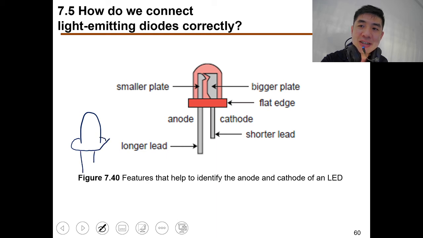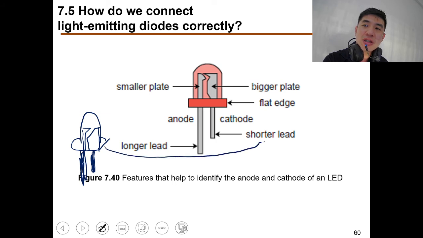Okay, then the leg. This part here is the positive leg, connected to here. This is the positive leg connected to this part. The negative leg is shorter, connected to the bigger one like that. Basically you must know this is the flat edge. The shorter lip is here, correct? Can you see? Like that. Okay, then this is called the anode.